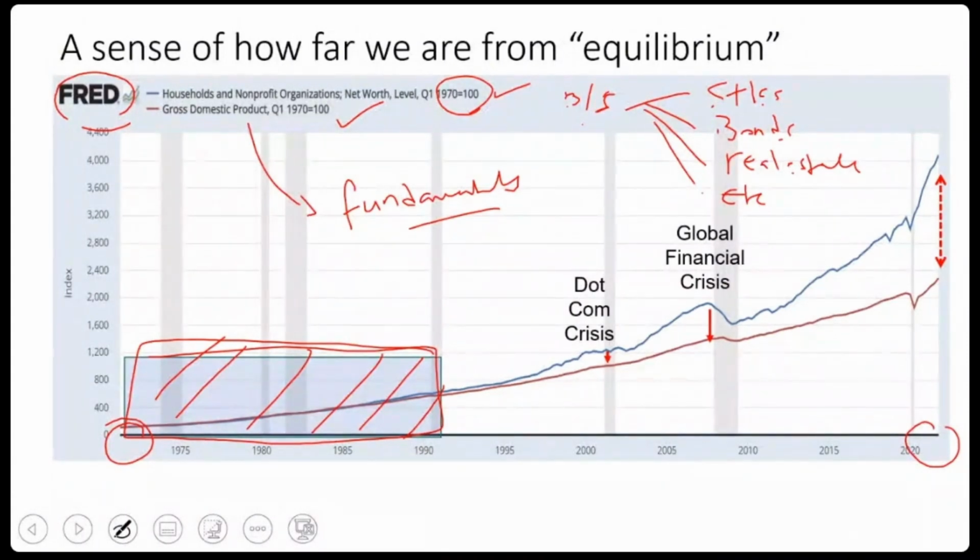Wall Street represents the stocks and bonds and such. And we can see that that divergence was quite small during the dot-com crisis, grew during the global financial crisis, and now is very big during the current situation. And you can see the grayish areas here.